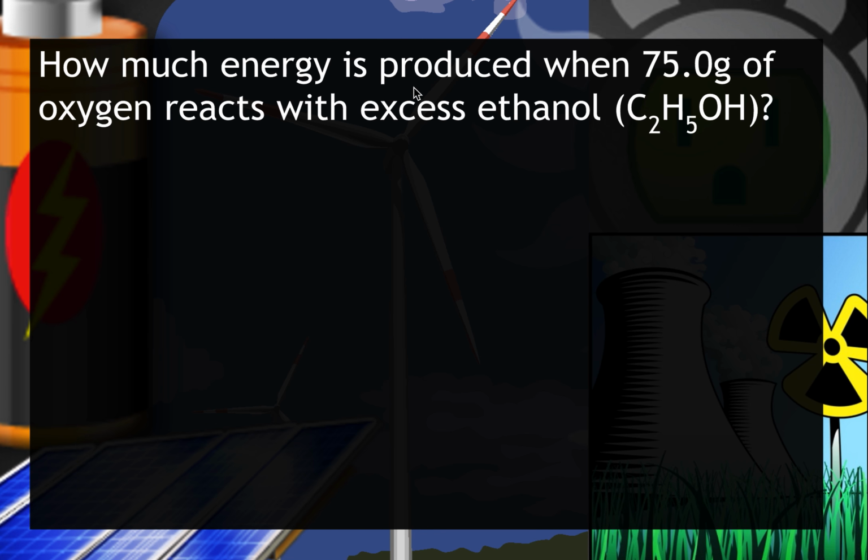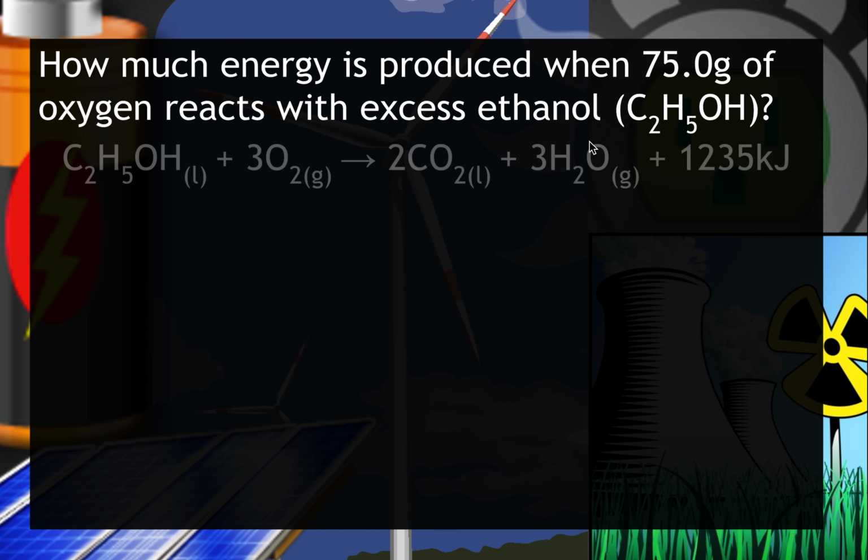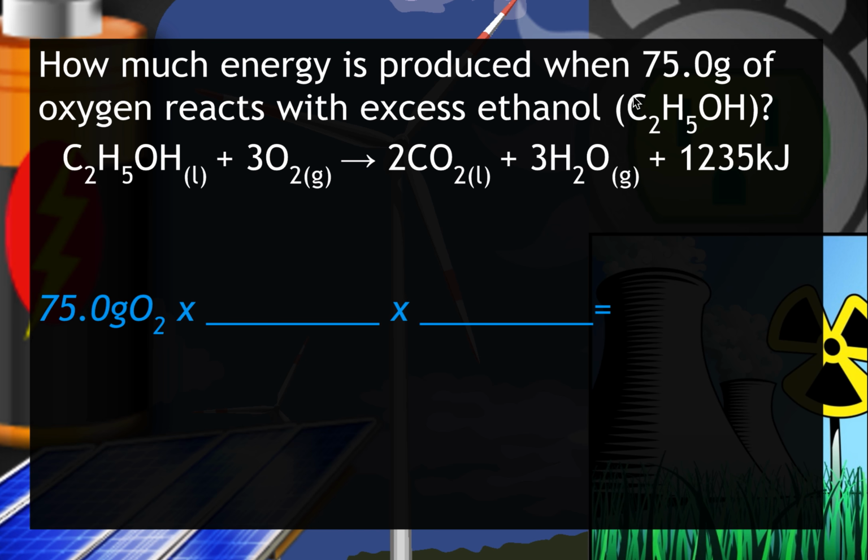How much energy is produced when 75.0 grams of oxygen reacts with excess ethanol? There's our balanced chemical reaction, and again I have a positive 1,235 kilojoules. How much energy is produced tells me it's exothermic. So there's my grams. I know I've got this many grams.